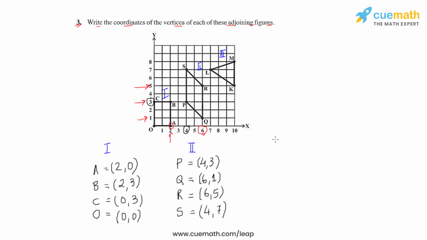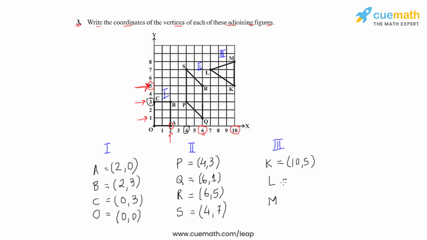Let us now move on to the third adjoining figure, which has 3 vertices, and they are K, L, M, which basically represents a triangle. So in case of the third one, if we see the points where K is located, so basically K is located at a point which is represented by this point on the x-axis and this point on the y-axis. Hence, the coordinate of K would be 10 and 5.